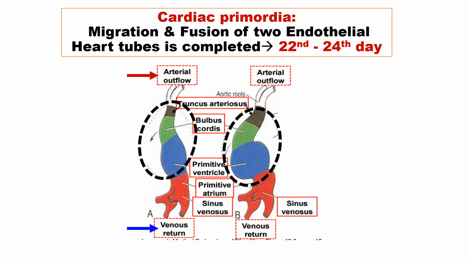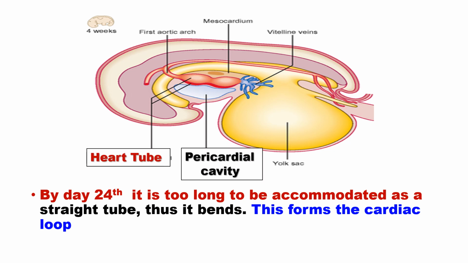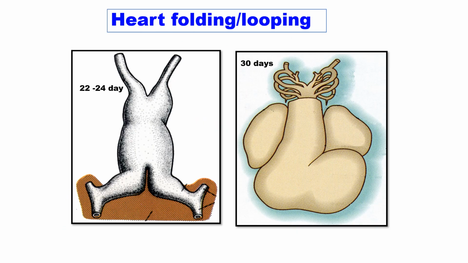Bulbus cordis and primitive ventricle are in the pericardial cavity, whereas the primitive atrium and sinus venosus remain outside the pericardial cavity to start with, and they are within the septum transversum. By the 24th day, the heart tube is too long to be accommodated in the pericardial cavity. Thus, it bends and forms a cardiac loop. So, cardiac folding or looping.